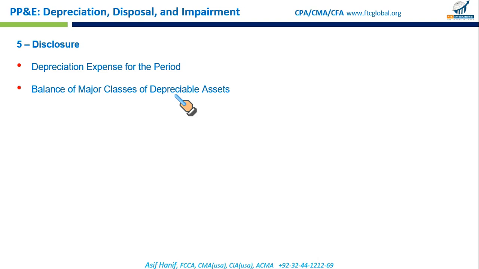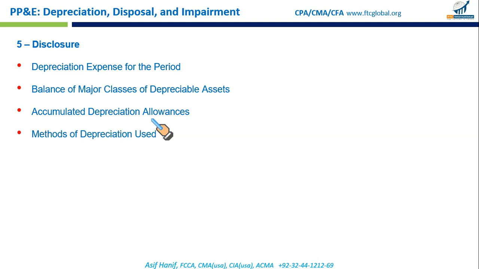You can either show them by their nature, meaning what type of assets they are, or you can report them by function, meaning how they are used in the business. Then the third disclosure, accumulated depreciation allowances, means the total accumulated depreciation for each class of asset or in total for all assets. I'm sure being a professional accountant, you would know I'm talking about the depreciation schedule. And finally, what is the method of depreciation used? You need to report which method has been used, straight line, double declining, and so on.